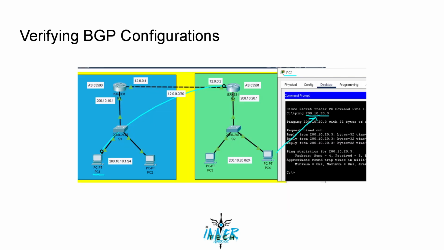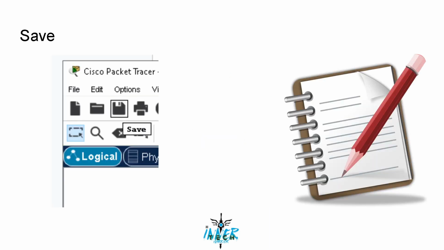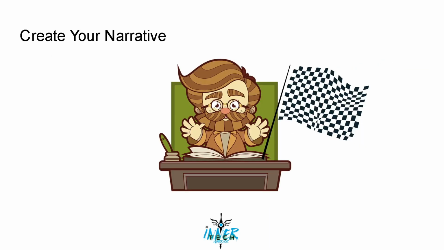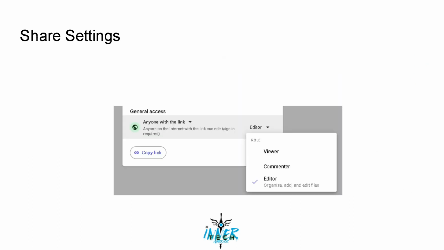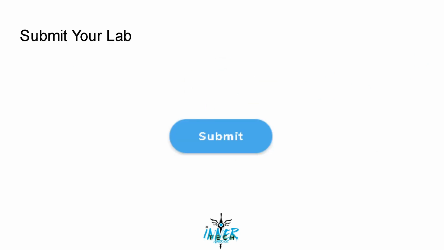Alright, so let's try pinging PC4 from PC1 to confirm that the routers are sharing the routes with one another. Awesome. You've now connected your second set of autonomous systems together using BGP. Now save your Packet Tracer file and update your notes. Then write your narrative. After that, share the Google Drive folder you have for this lab with anyone with a link can organize, add, and edit access. Then submit the lab for review.